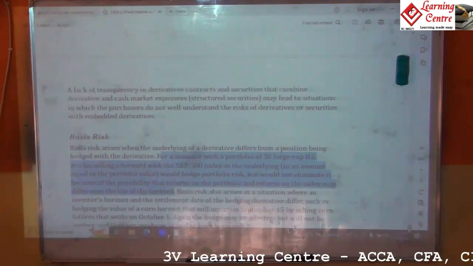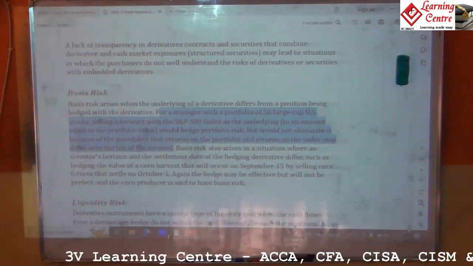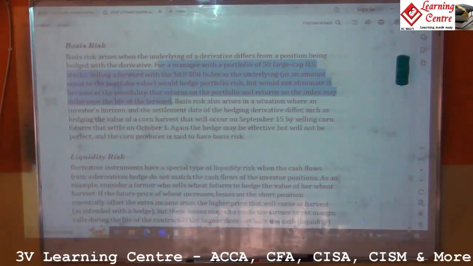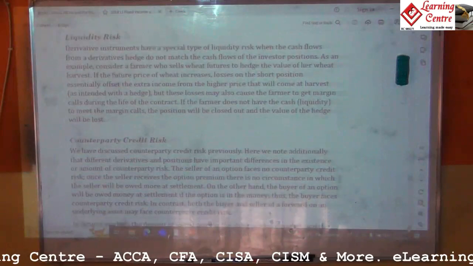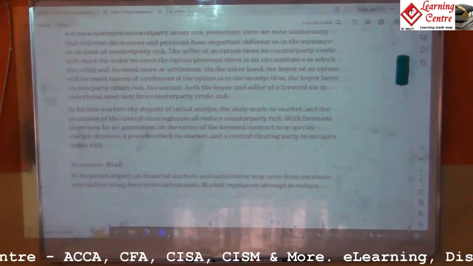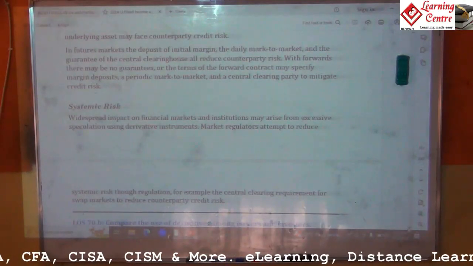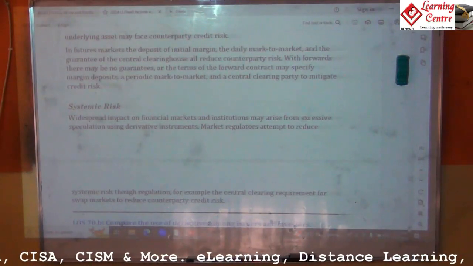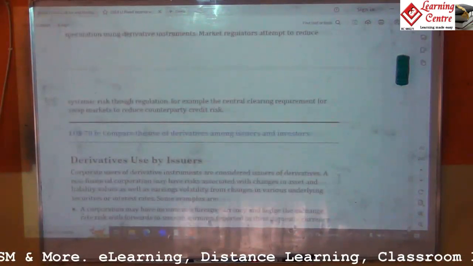So that inherent risk with the derivative, you are not experiencing it with the underlying. Let's mention the derivative risks. Liquidity risk, we've spoken about this as well. Counterparty credit risk, we've spoken about this. Then systemic risk. Systemic risk is the risk that exists in the environment and the market you are in, regulation and all those things. Okay?